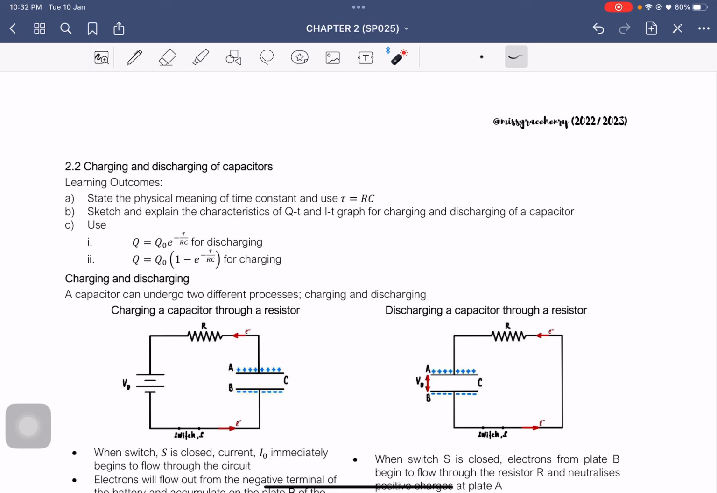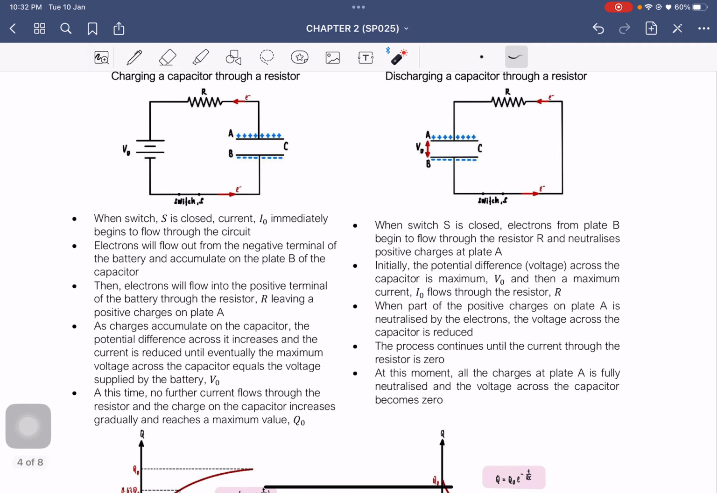Alright, subtopic number 2, which is on charging and discharging of capacitors. So in this subtopic, you have to be able to state the physical meaning of time constant and use the equation of time constant. And then sketch and explain the characteristics of charge against time and current against time graph for charging and discharging of a capacitor. And lastly, use these two equations here. So one is for discharging, this one is for charging.